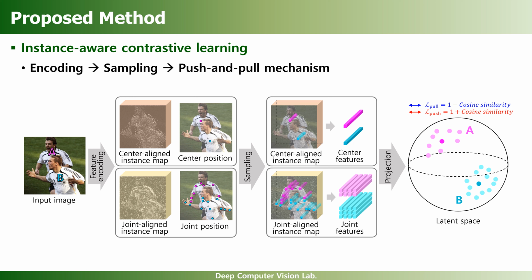Specifically, the center feature of person A pulls joint features of person A, and the center feature of person B pulls joint features of person B. At the same time, the center feature of person A and person B push out each other. By doing this, identity information can be distinctively embedded at the center and joint positions of each instance map.